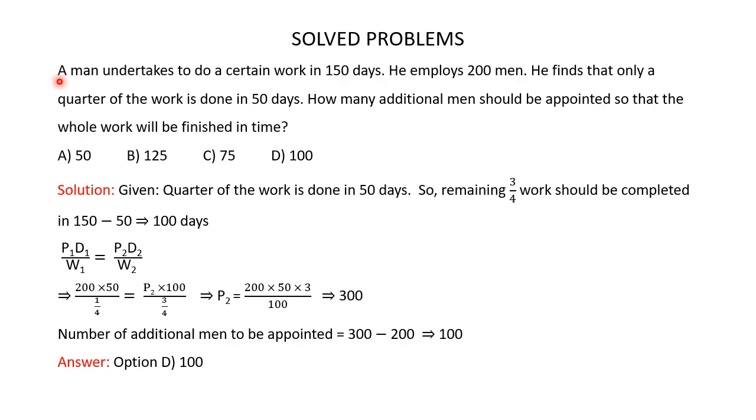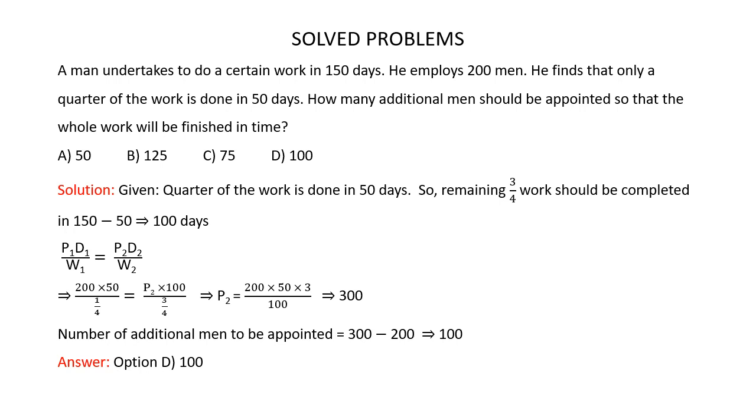A man undertakes to do a certain work in 150 days. He employs 200 men. He finds that only a quarter of the work is done in 50 days. How many additional men should be appointed so that the whole work will be finished in time? You are given 4 options here and you have to find out which of these options is the correct one.